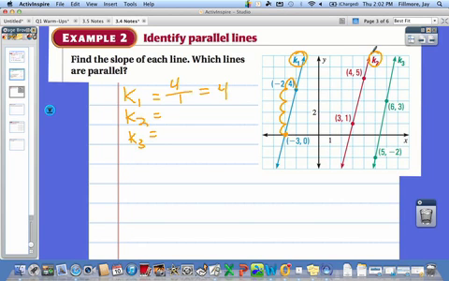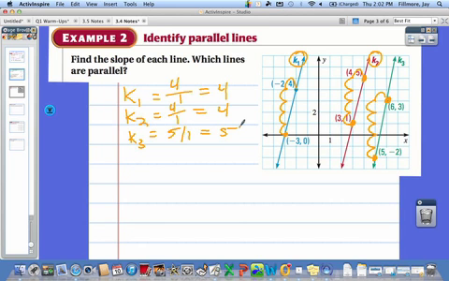Looking at k sub 2, choosing the 2 points, again from left to right, we're moving up 1, 2, 3, 4, and right 1. So again, it's positive 4 over positive 1, or 4. And for our last line, we're going to count our 2 points, rise over run, 1, 2, 3, 4, 5, and right 1. So our slope is 5.